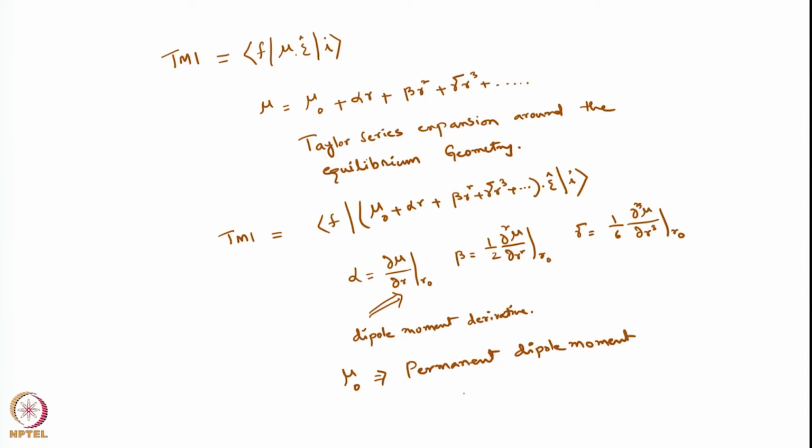So, simply for example, if you have a molecule AB, because of the electronegativity difference, if there is a partial charge q plus on A and q minus on B, and this distance is r, r naught, that is the equilibrium geometry, then your μ naught will be nothing but equal to q times r naught.